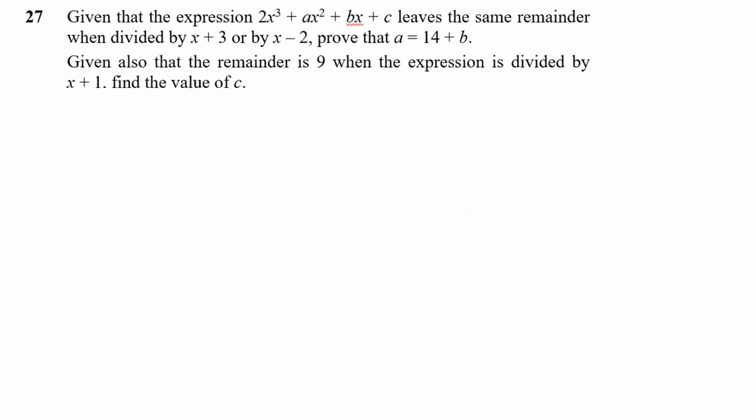All right, this is a rather interesting question. You're given expressions, but they leave the same remainder when it's divided by x plus 3 or x minus 2, and then it's supposed to prove that a equals to 14 plus b. Given also the remainder is 9 when the expression is divided by x plus 1, find the value of c. Alright, so let's do the first part.